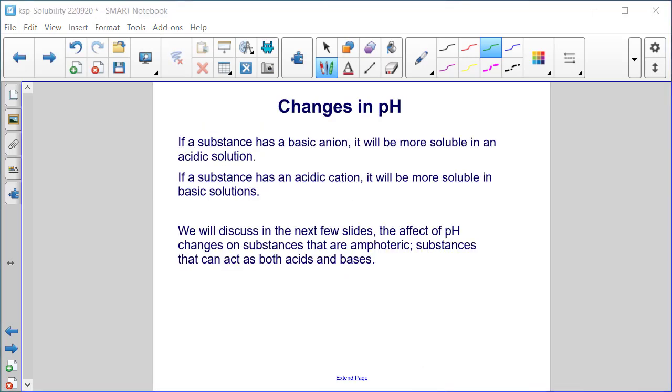If a substance has a basic anion, like the manganese hydroxide that we just were discussing, it will be more soluble in acidic solution. On the other hand, if a substance has an acidic cation, it will be more soluble in basic solutions. We will discuss in the next few slides the effect of pH changes on substances that are amphoteric, those substances that can act as both acids and bases.